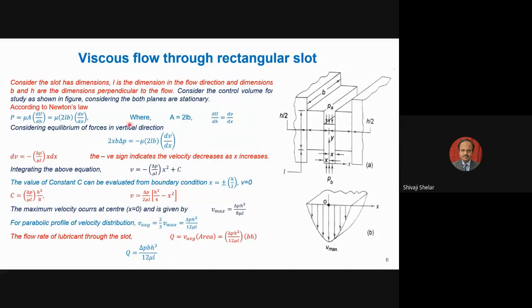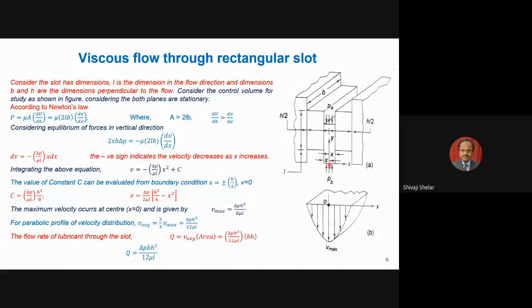Now considering the equilibrium of these forces on this small element, I am considering equilibrium in the vertical direction. On this side we are assuming the pressure is PA, and on this side the pressure is PB. So the pressure difference is delta P, that is PA minus PB. PA will be greater and PB will be smaller, since the flow is happening in the downward direction.